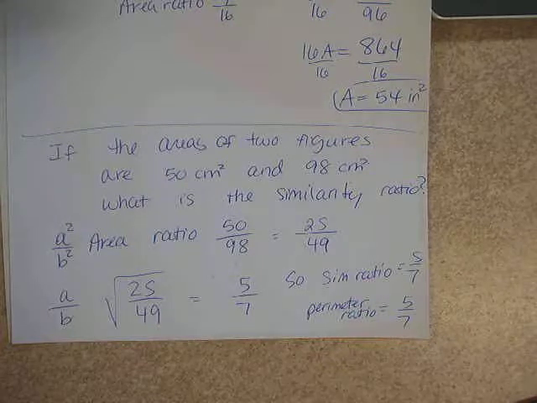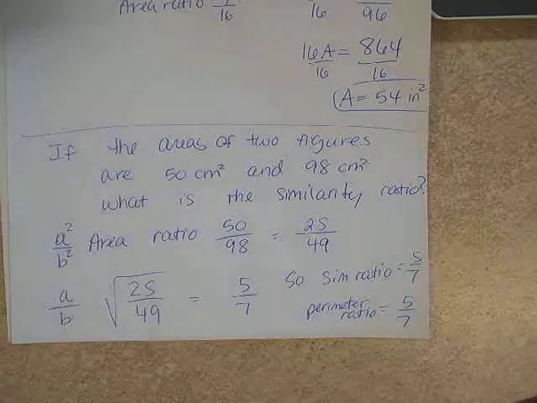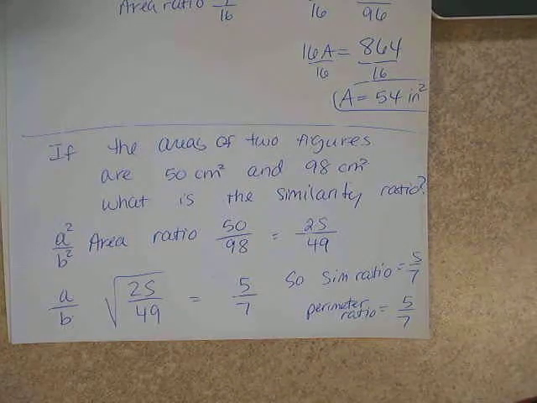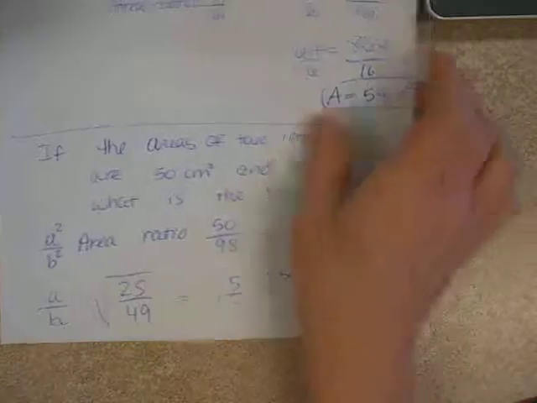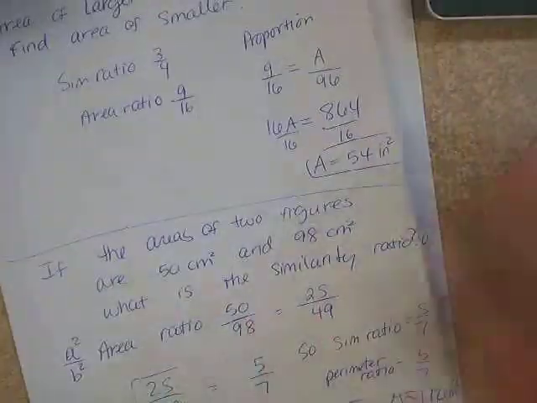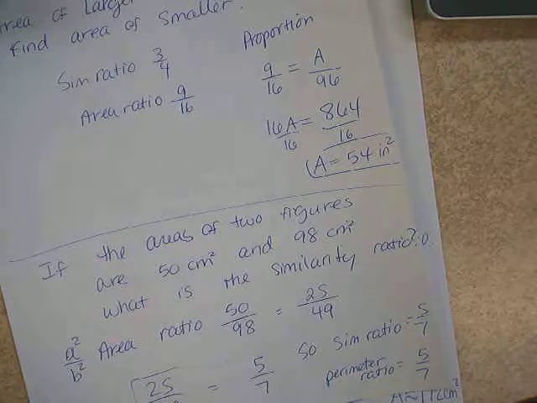I forgot to write your assignment up there. So you're going to be on page 556, 1 to 8, 9 to 21 odd, 22, and I'm going to cancel 27, so don't worry about 27.